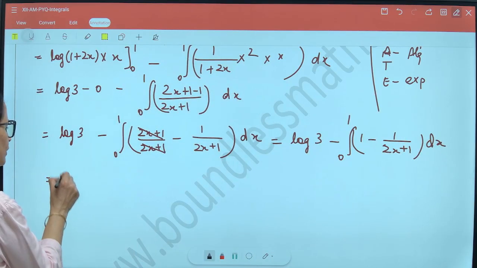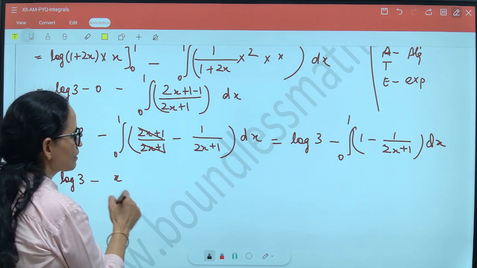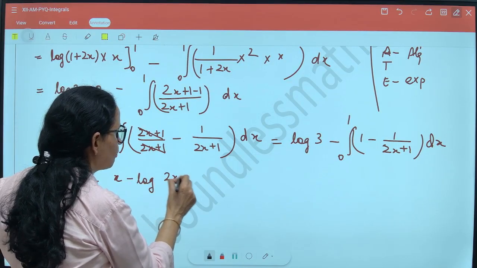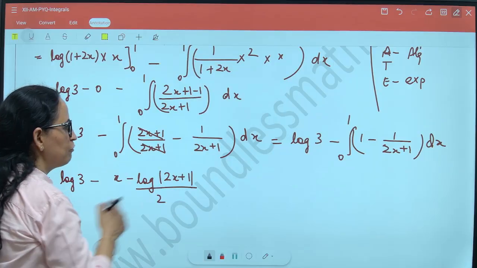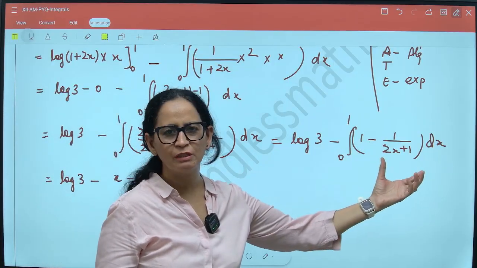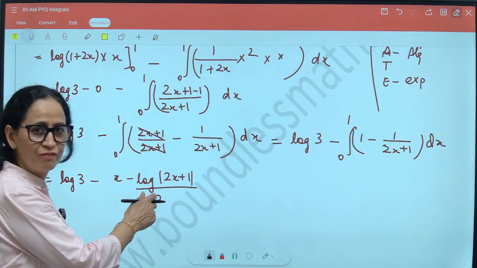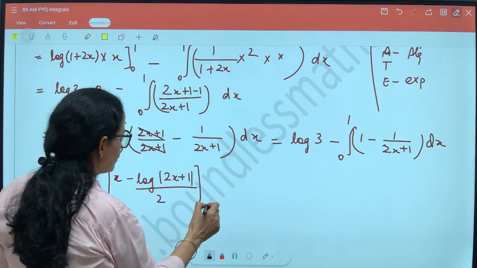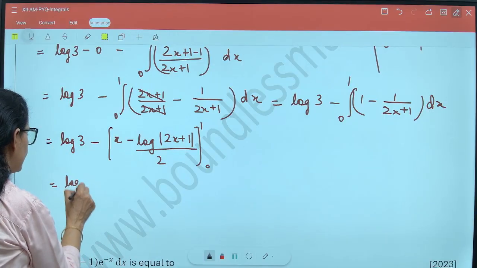So this is easy to integrate, log 3 remains as it is, minus integral of 1 is x, and this is minus log of 2x plus 1 upon 2. Why do we have 2 here? Integral of 1 by x is log x, but when we have a linear function in place of x, then we need to divide log of 2x plus 1 by coefficient of x, which is 2 here in this case. And this needs to be limited by what? 0 and 1.